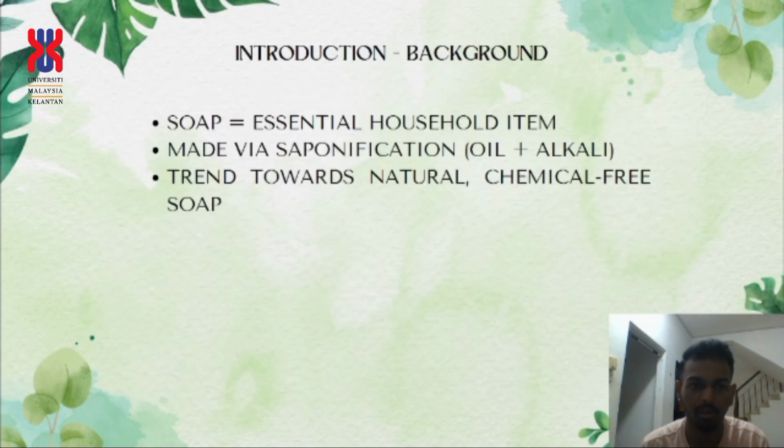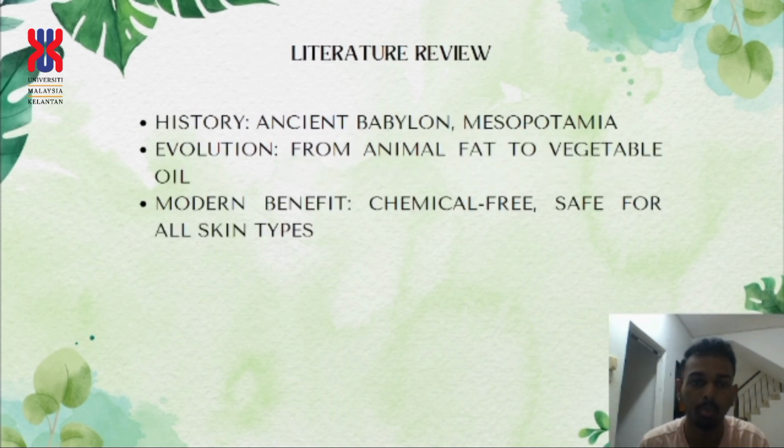And introduction and background. Soap is an essential household item. It's made through saponification, which is a combination of oil and alkali. And our soap bar trend is towards natural and chemical-free soap. So literature review: soap bar has been created since ancient Babylon and Mesopotamian times. It evolved from being made from animal fat to vegetable oil, and the modern benefit of the soap bar is that it's chemical-free, safe, and for all skin types.